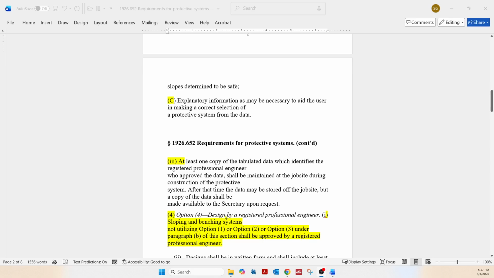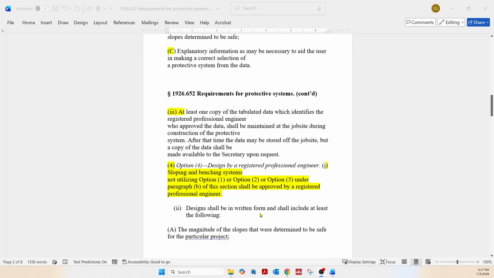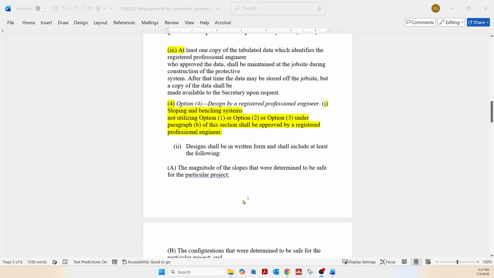Somebody for sure. And then option 4, designs by registered professional engineers. Sloping and benching systems not utilizing option 1 or option 2 or option 3 under paragraph B of this section shall be approved by a registered professional engineer, and the design shall be in written form, including the magnitude of the slope that was determined to be safe for the particular project. Now that was 7, and that's all 7 questions, and I know I kind of flew through it, but you know this video will be there if you want to go back through it.